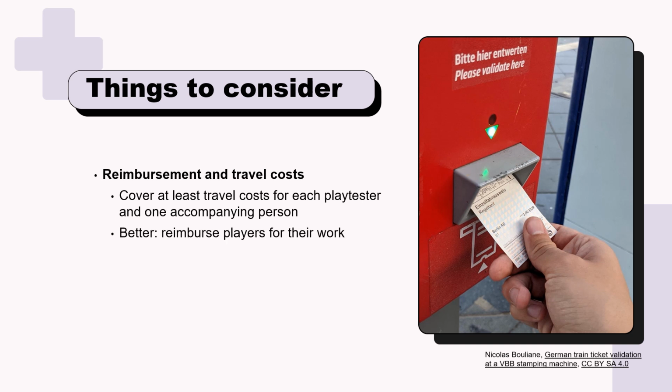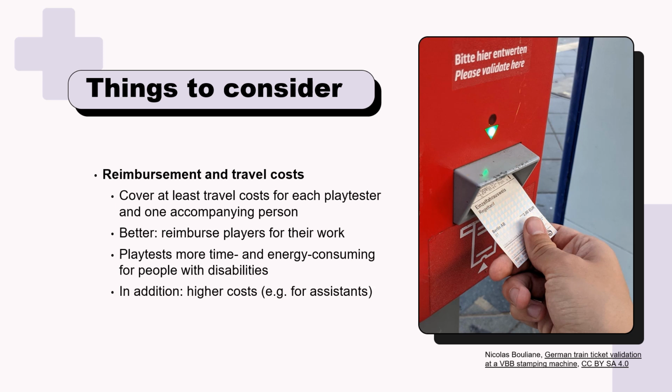It is important to acknowledge that the processes involved in playtests, from traveling to the location to the final feedback stage, are often more time and energy consuming for people with disabilities. People with disabilities are also likely to have less time and energy available throughout the day for work, so 2 hours of playtesting time will take up more space in their work schedule when compared to an able-bodied person.